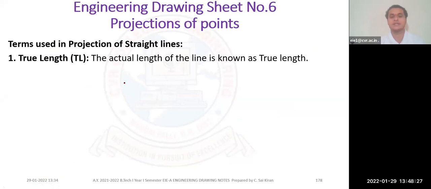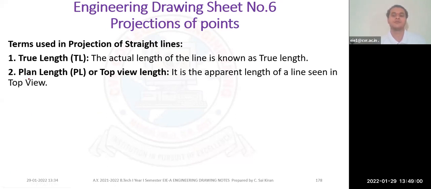True length is nothing but the actual length of a line. Suppose my pen distance is about 100 mm. This is called true length. Whatever angle I rotate it, whether horizontal, perpendicular, or any inclination, the true length will be the same. But when I'm making the projection, the length will be reduced. It won't be increased, it will be reduced. Either it will be reduced or it will show the true length, whatever projection you are making. Okay.